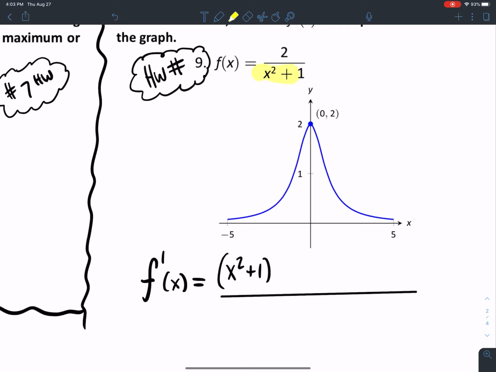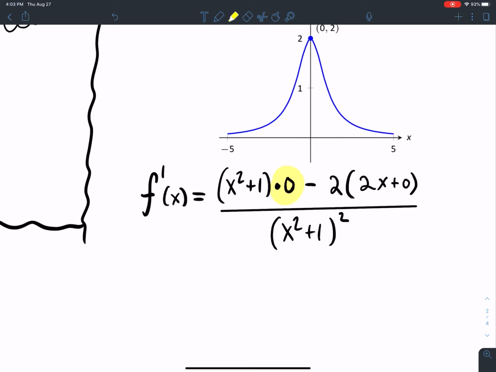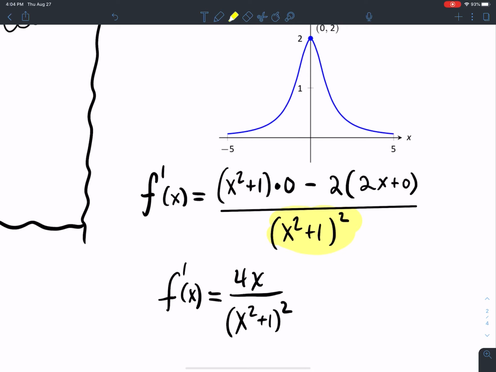So low is x squared plus 1 times d high, the derivative of 2 is 0, minus high, which is 2, times d low, the derivative of x squared plus 1, which is 2x plus 0. So the derivative of 1 is 0, the derivative of x squared is 2x. Okay, all over the square of what's below, (x squared plus 1) squared. Now I need to simplify. If I multiply something by 0, that goes away. If I take this negative 2 and distribute it in here, I get negative 2 times 2x, which is negative 4x. Okay, and then divided by this right here.